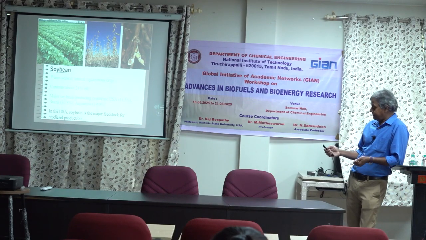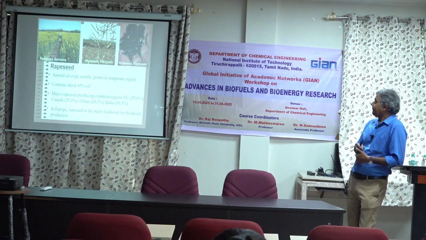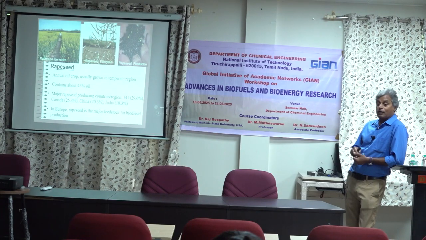Rapeseed. If you look at rapeseed data, that's how rapeseed looks like. In India we produce rapeseed, an annual oil crop, usually grown in temperate regions, containing 45% oil. Major rapeseed producing countries are the European Union countries, Canada, China and India, with 10% of the world market. In Europe, rapeseed is a major feedstock for biodiesel. So in the US it's soybean, in Europe it's rapeseed.